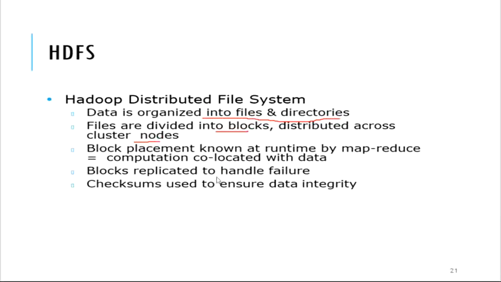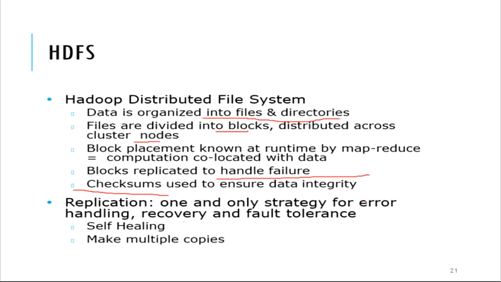One important thing is that in order to handle failure of any node, these blocks are replicated. Okay? So there are at least 3 different replications of data. One is treated as primary and the other 2 are its backup copies. Checksums are again introduced in order to ensure data integrity. So that's again to make sure that the data that is placed has not been tampered with or destroyed by some means.